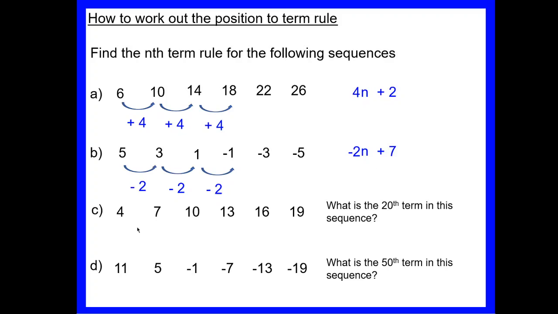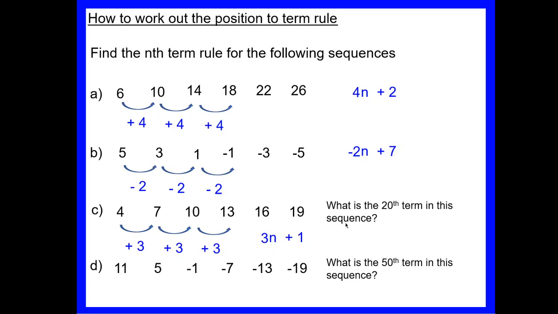For the next one then, so from 4 to 7, I add 3, from 7 to 10 we add 3, from 10 to 13 we add 3, so we can see that we continually add 3, so we write down our 3. We put an n after it. To get from 3 to our first number, which is 4, I would need to add 1.